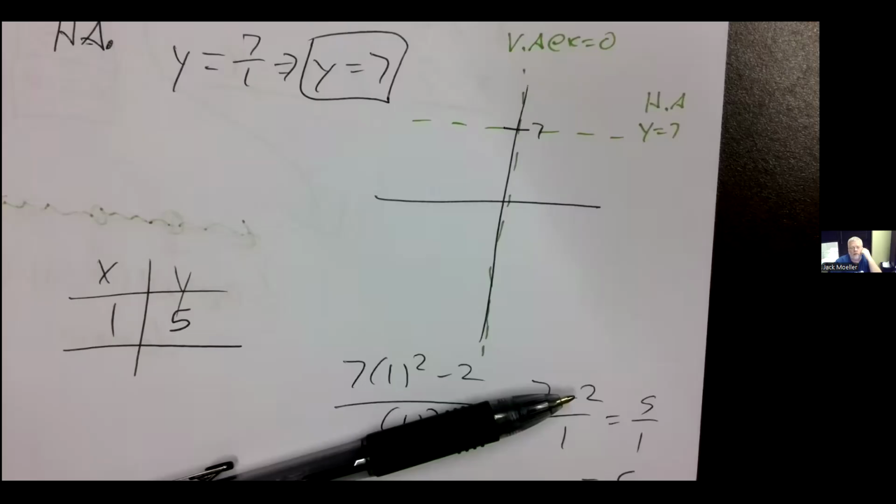All right, same idea. Now, this last one is a little bit better transformation. We've got -2 over x minus 1.